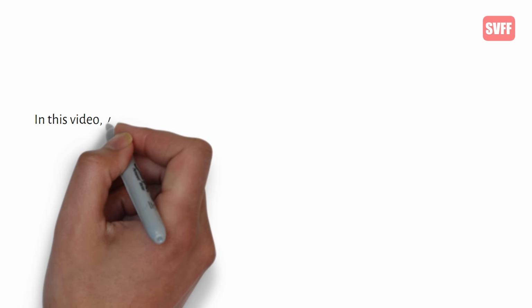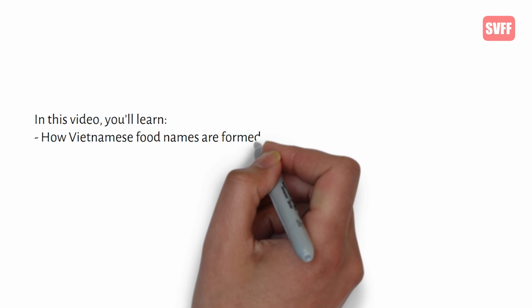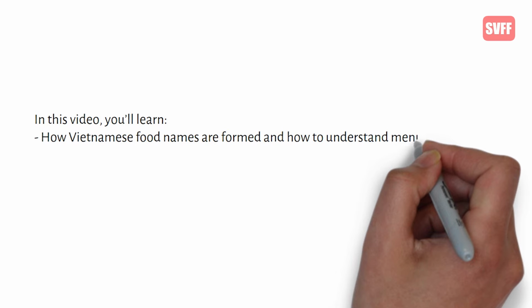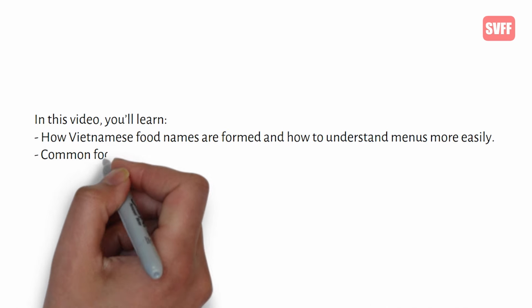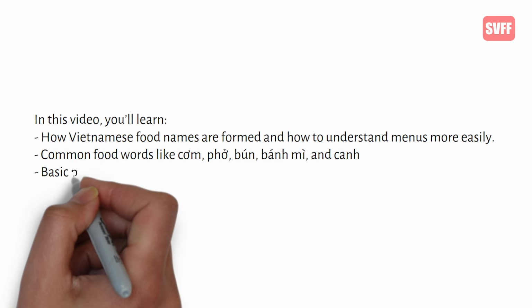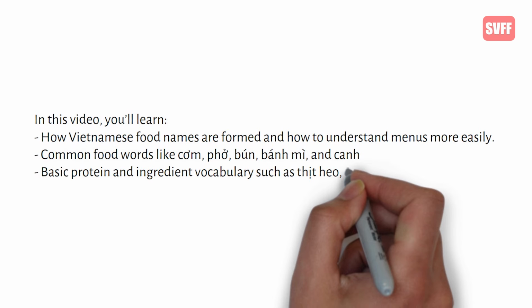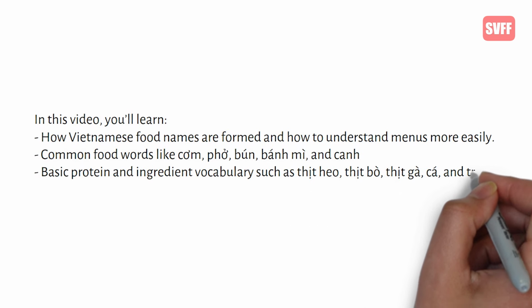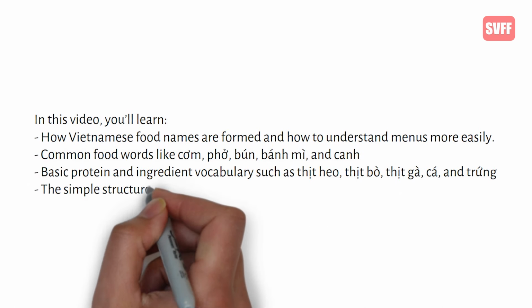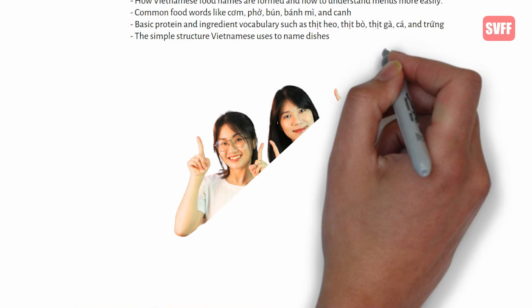In this video, you'll learn how Vietnamese food names are formed and how to understand menus more easily. Common food words like cơm, phở, bún, bánh mì, and canh. Basic protein and ingredient vocabulary such as thịt heo, thịt bò, thịt gà, cá, and trứng. The simple structure Vietnamese uses to name dishes.